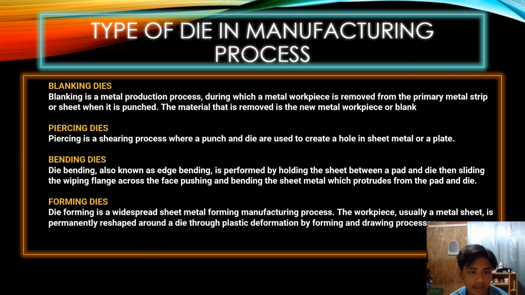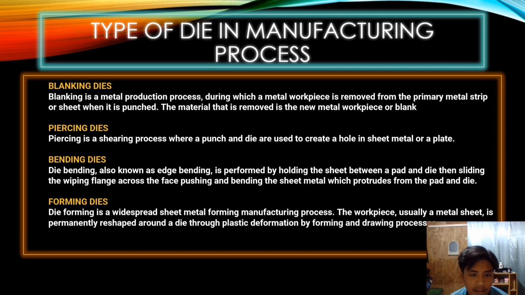Blanking die is a metal production process during which a metal workpiece is removed from the primary metal strip or sheet when it is punched. The material that is removed is the new metal workpiece or blank. Piercing die is a shearing process where a punch and die are used to create a hole in the sheet metal or plate.